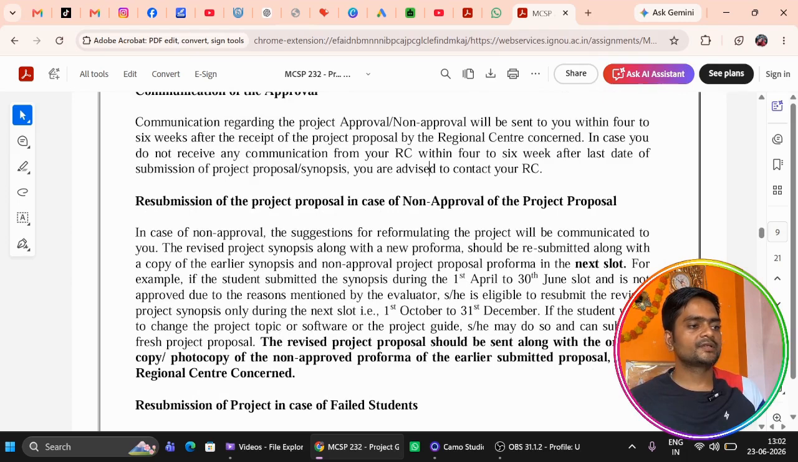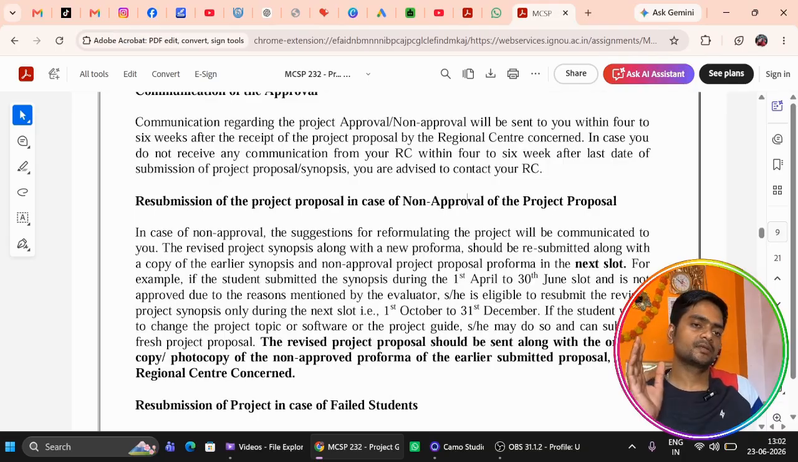In case you do not receive any communication from your RC within 4 to 6 weeks after the last date of submission of the project proposal synopsis, you are advised to contact your regional center. In case you don't get a reply within the time, you can contact your RC, regional center, and communicate there.